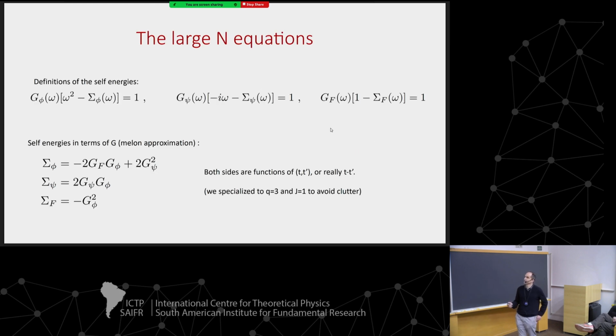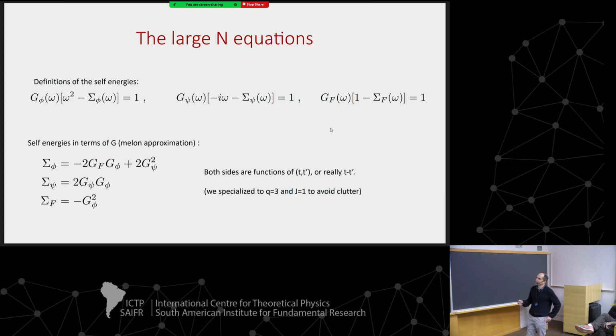So the large N equations are the following. First, we have a bunch of equations which are simply the definition of what we call the self-energy, so the one-particle irreducible diagrams. This is just a definition. They are defined in Fourier space, just Fourier transforming the functions we had before. And then in a certain large N approximation, when N is large, you can determine the self-energies in terms of the functions you originally had, so that the equations just close and you only have to determine these functions G and nothing else.